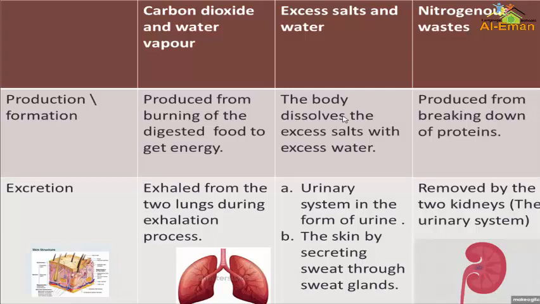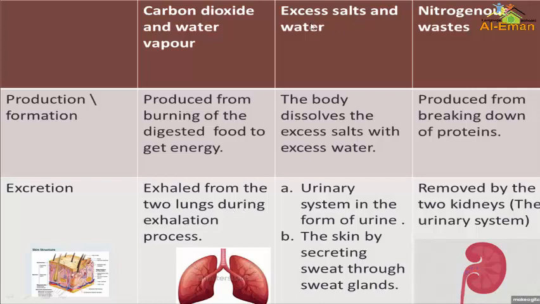Let's compare the three types of wastes. We have carbon dioxide and water vapor, excess salt and water, and nitrogenous wastes. The first one, carbon dioxide and water vapor. It is produced from burning the digested food to get energy. So how could we get rid of them? By exhaling from the two lungs during the exhalation process.